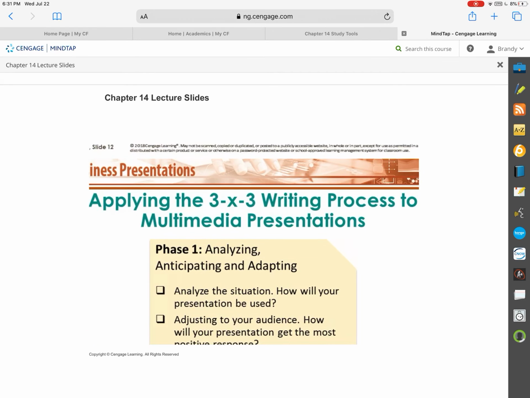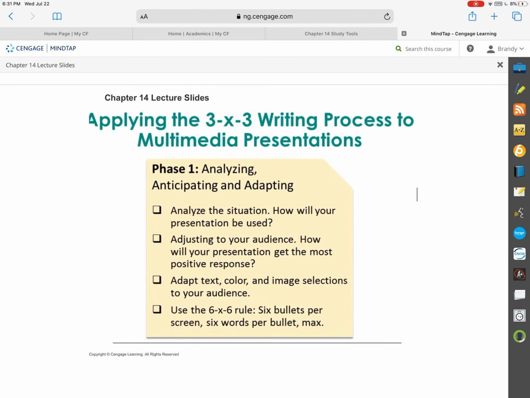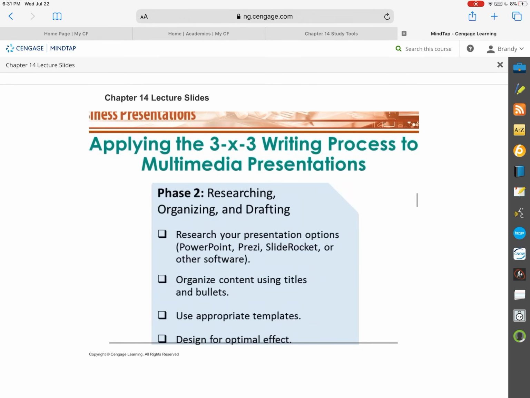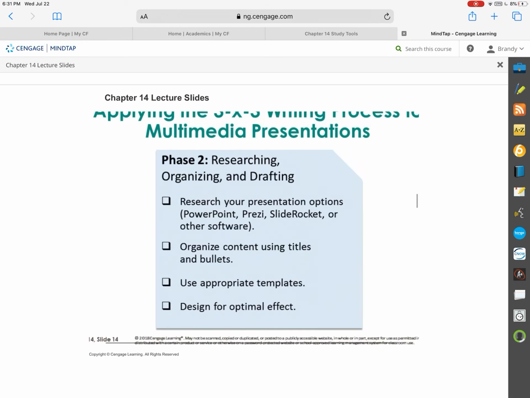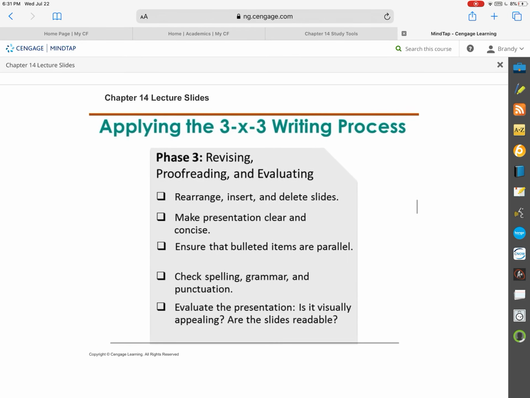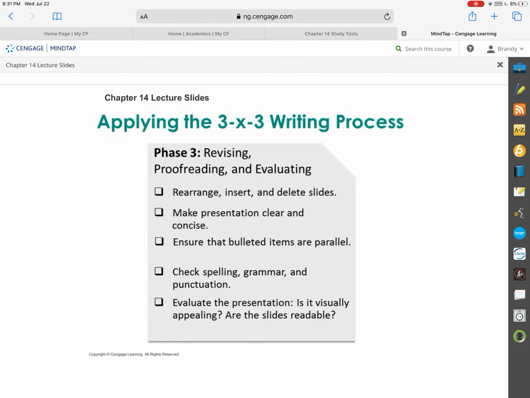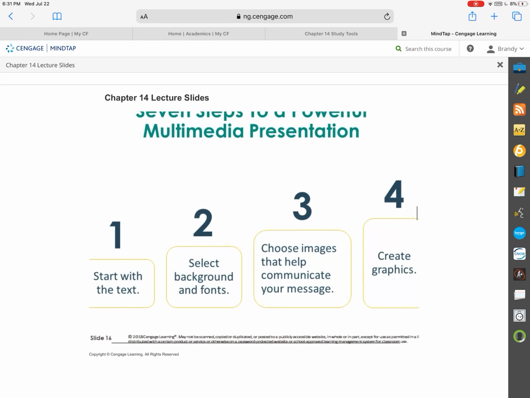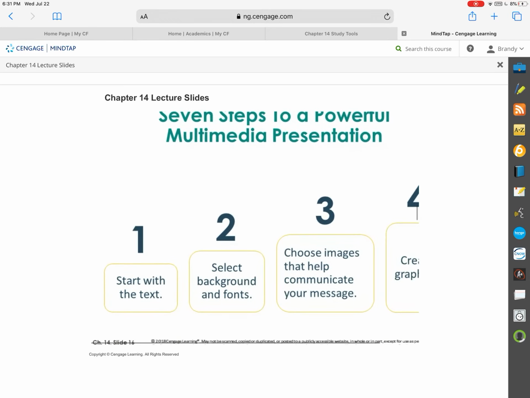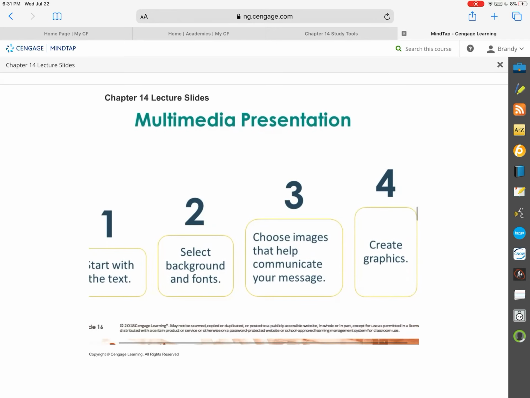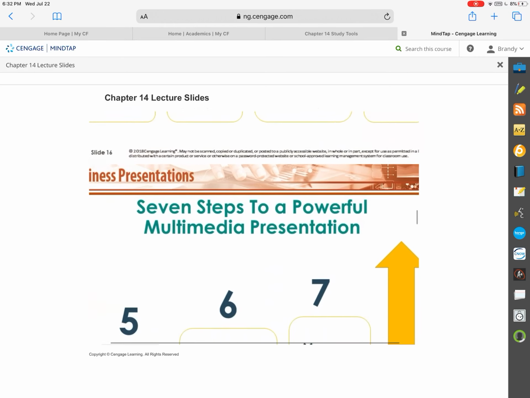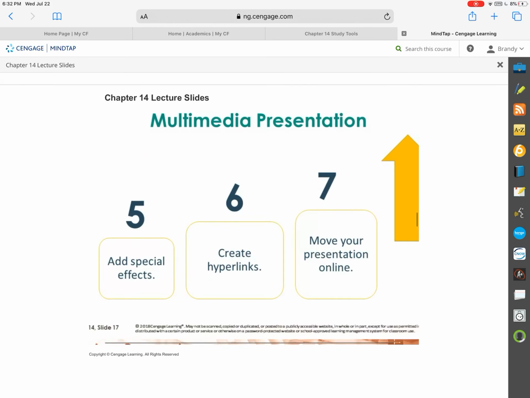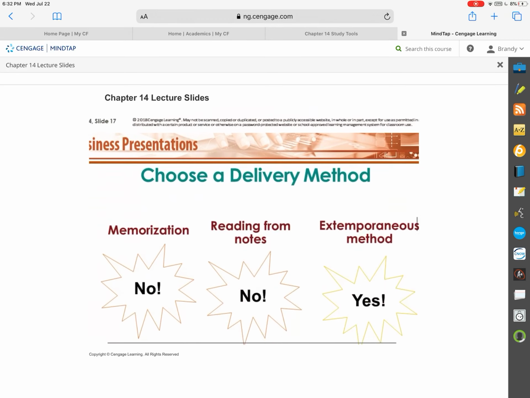So we're going to use the 3x3 writing process just like we would with anything. Analyze our audience in phase 1. Then we do our research, we organize and draft, and then finally, after we have things put together, we're going to go back and revise, proofread, and evaluate, and make sure things are the way they need to be. There's a 7-step process here to a nice multimedia presentation, how to build that. So, if you need to, pause, take a picture of that, utilize that if you want to.